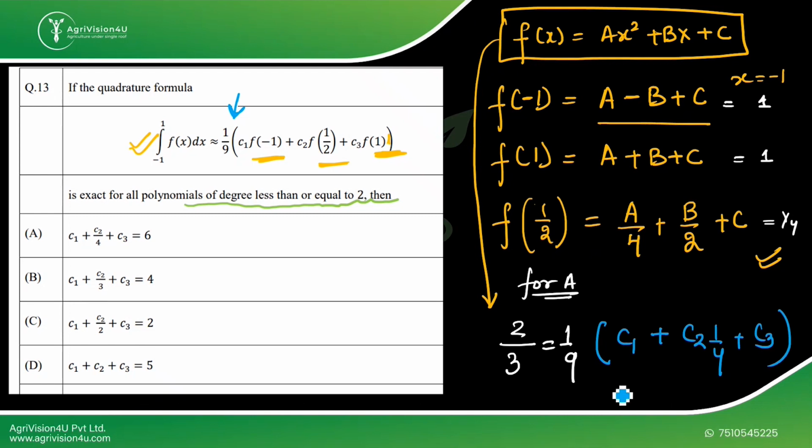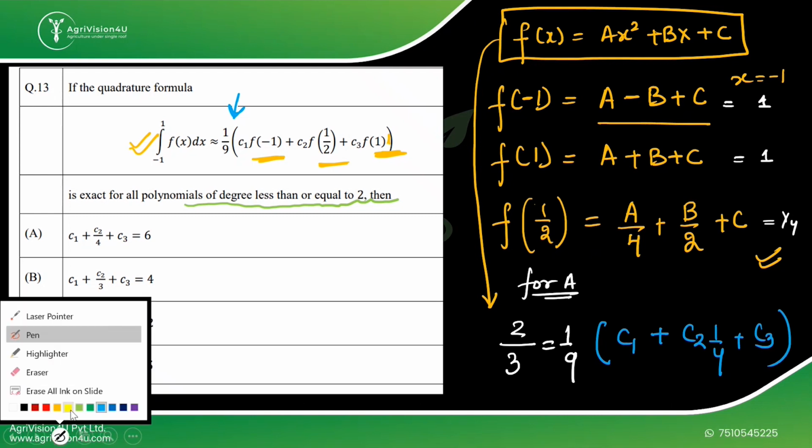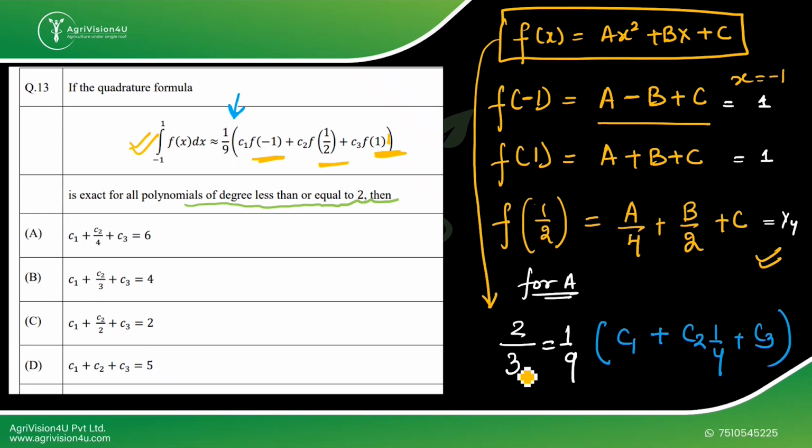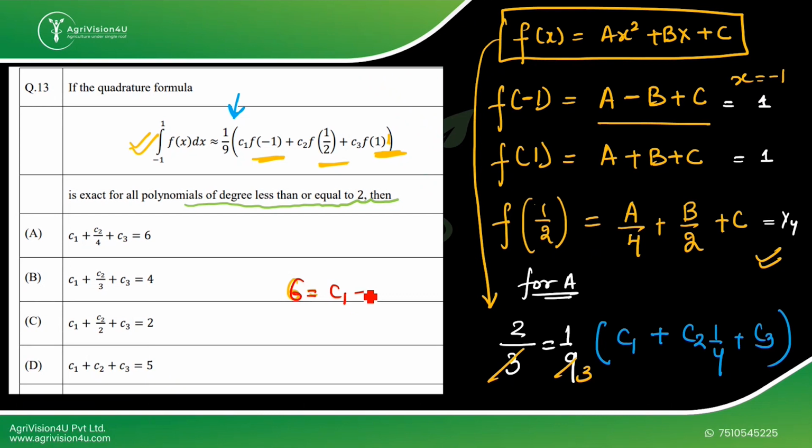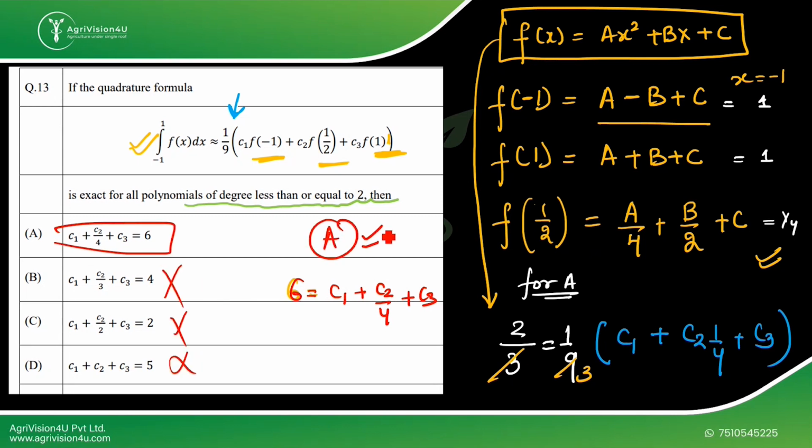So this is the relation that I got, and if I simplify this, you can cancel this, and I will get 6 equals c1 plus c2 by 4 plus c3. So you can check which is the option: 4 2 5. So this will be correct, option A is correct.